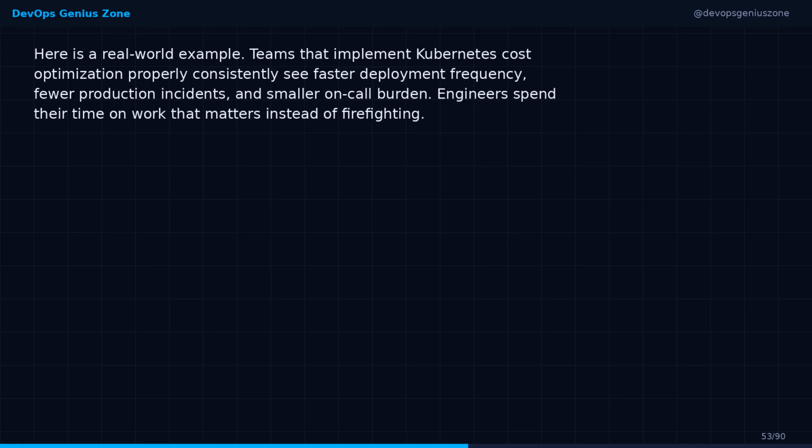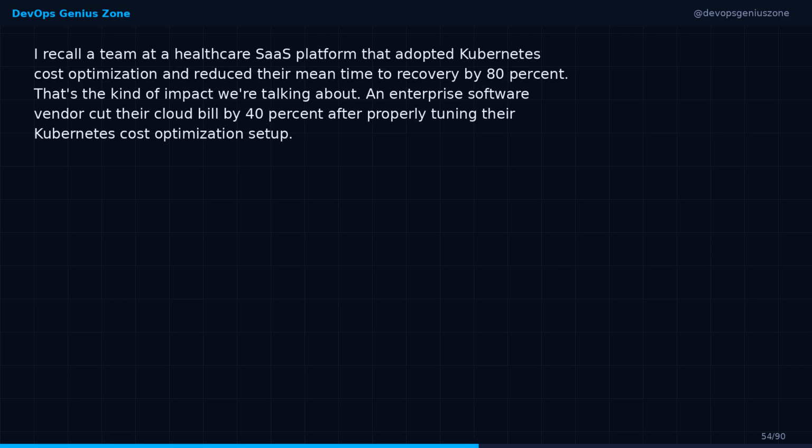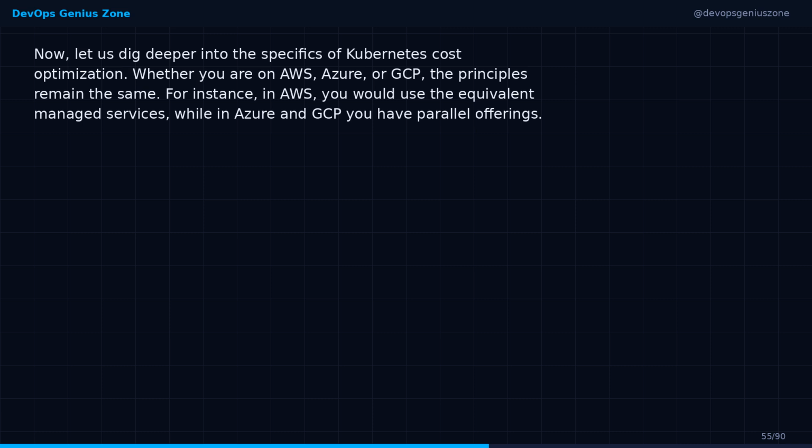Now, let us dig deeper into the specifics of Kubernetes cost optimization. Whether you are on AWS, Azure, or GCP, the principles remain the same. For instance, in AWS, you would use the equivalent managed services, while in Azure and GCP you have parallel offerings. But regardless of the cloud provider, Kubernetes cost optimization enables you to ship features faster, recover from failures in minutes, and scale your infrastructure dynamically. If you're running on premises, tools like OpenStack or VMware can integrate similarly, though the patterns remain identical.